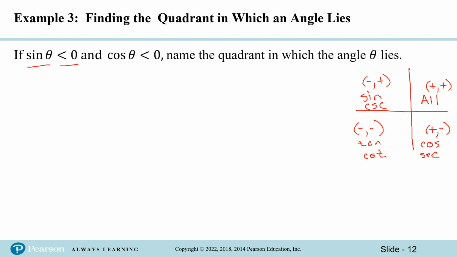Okay, so the ones that I wrote, those are where they're positive, right? So the sine is positive in quadrant 2 and quadrant 1. So it is going to be negative in quadrant 3 and quadrant 4, which makes sense because the y value is negative in quadrant 3 and quadrant 4. But the cosine also has to be negative. Well, the cosine is positive in quadrant 4, so it has to be in quadrant 3.